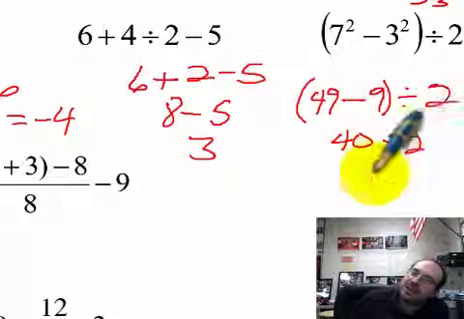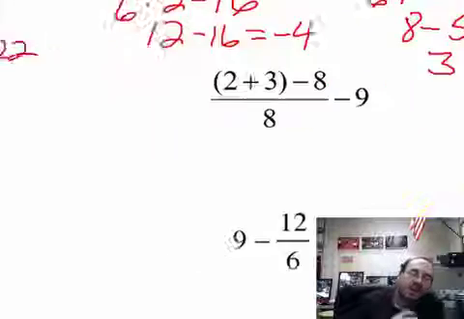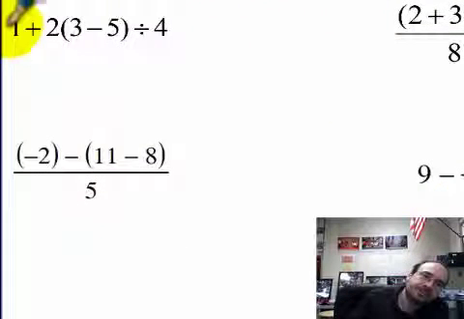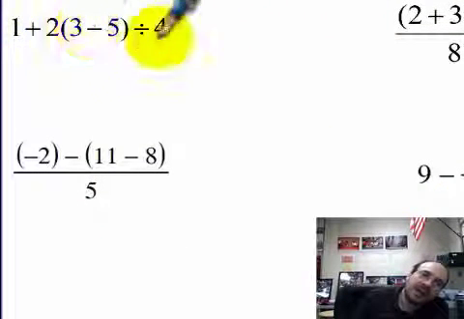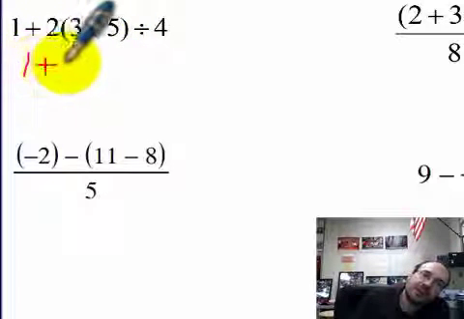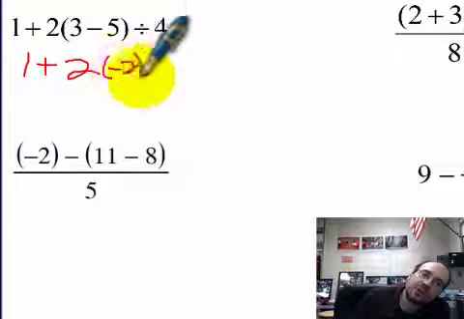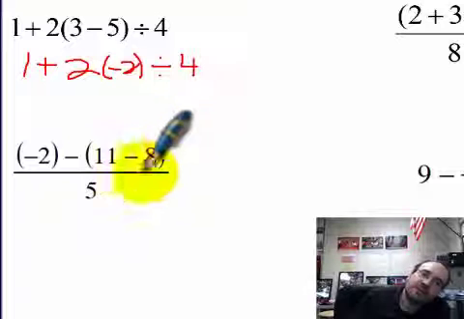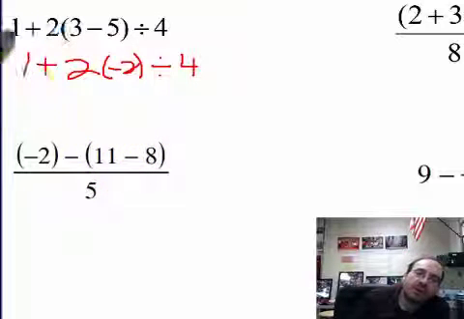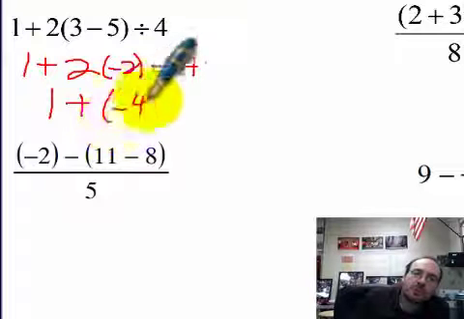Okay, so 40 divided by 2 is 20. Alright, let's do another one here. I have a lot of things going on. I jump inside the parentheses first. So I have 2 times, and then 3 minus 5 is negative 2, and then divide by 4. Now, 2 times negative 2, if you have forgotten, it's going to be negative 4.